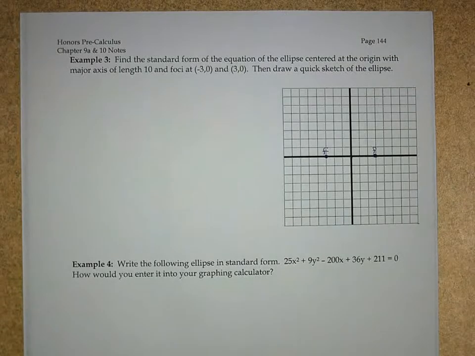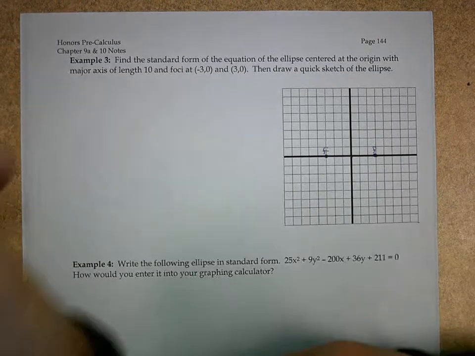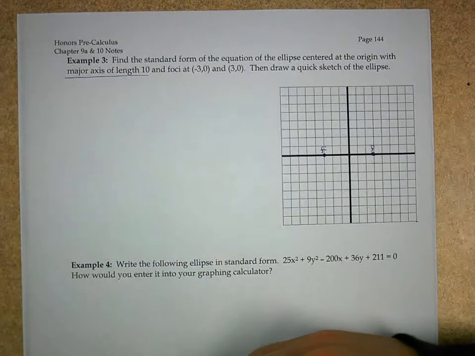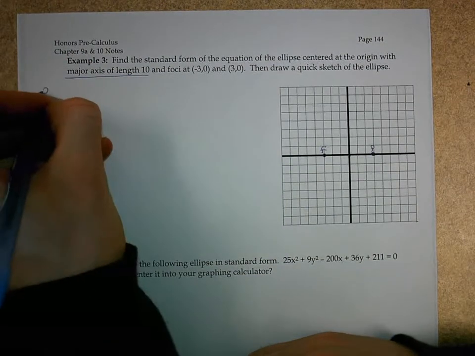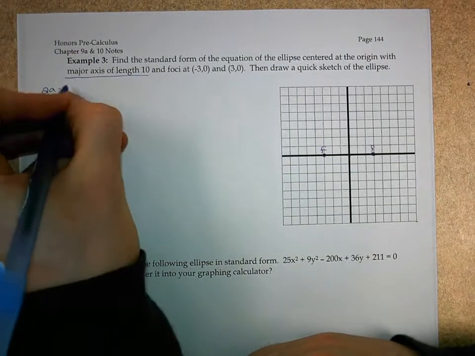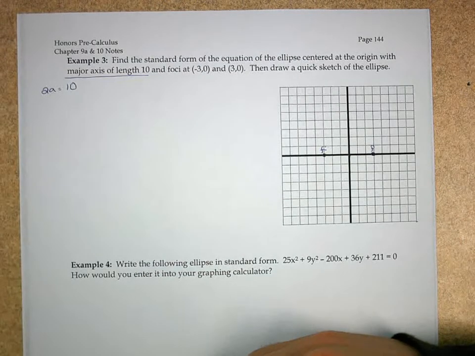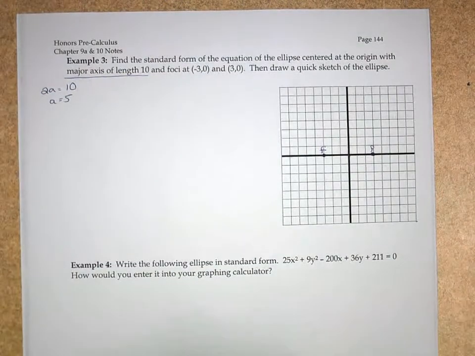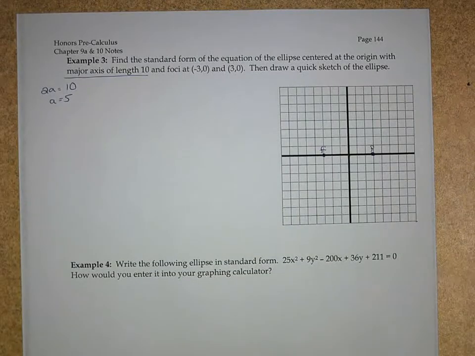And I know my foci are inside the ellipse, so my ellipse is going to be a little bit larger than that. We also know the foci are on the major axis, so this is going to be a horizontal ellipse. We're also given here that the major axis has a length of 10. And from our definition of major axis, we know 2a is equal to the major axis, which in this case is 10. So that means a is going to equal 5.